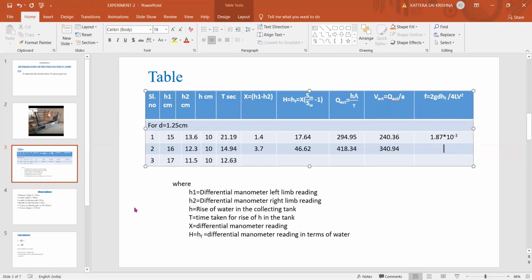Sir, 2.85 into 10 to the power of minus 3. 2.85. Check the answer, others. Is it correct? 2.85. I got 2.45, sir. Yes, sir, 2.45 is correct. Okay, so 2.45.